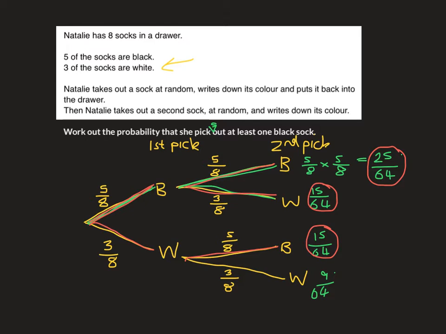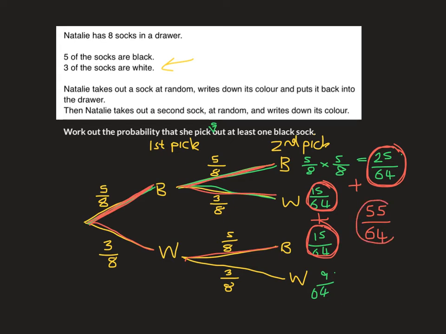When I'm moving along branches, I multiply, which is a nice trick, and if I'm moving between branches, I add. So I know that for us to pick out at least 1 black sock, either this has happened, or this has happened, or this has happened. And to get the probability when it's or, we add them together. So if I add those together, I get 55 over 64.